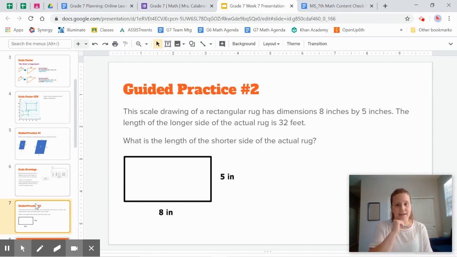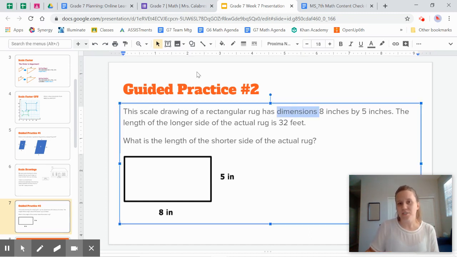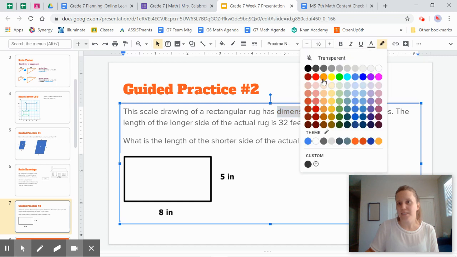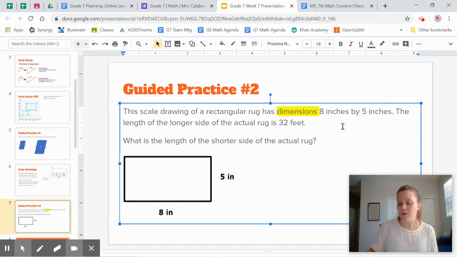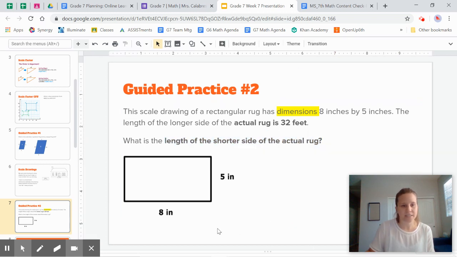This scale drawing of a rectangular rug has dimensions 8 inches by 5 inches. Dimension just means the important measurements of the sides. So in a rectangle, that's the length and the width. The length of the longer side of the actual rug is 32 feet. What is the length of the shorter side of the actual rug? Great questions. Let's go ahead and solve this one together. I want to use a ratio table strategy, okay?